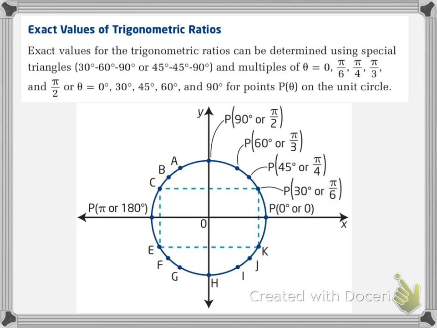The exact values of trig ratios you're going to see on our circle here, for 30 degrees, for 60 degrees, for 90 degrees, and 45 degrees. Those are the values that you're going to see. They're going to be positive and they're going to be negative as you go around our circle.